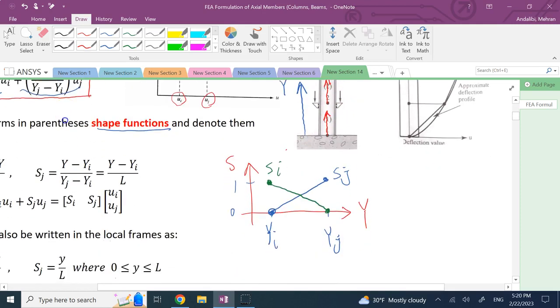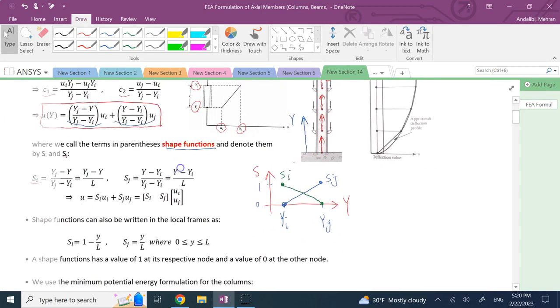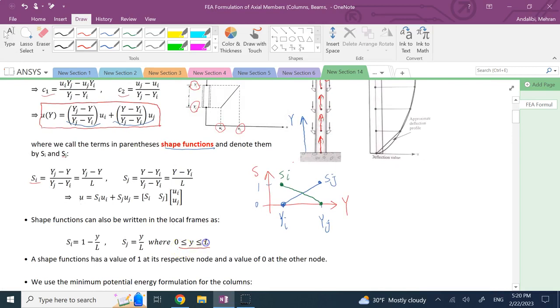So small y only changes between 0 to L, and if we write it in terms of small y instead of capital Y, then our shape functions can be written as 1 minus y over L and simply y over L. Okay, so we can write them that way too.